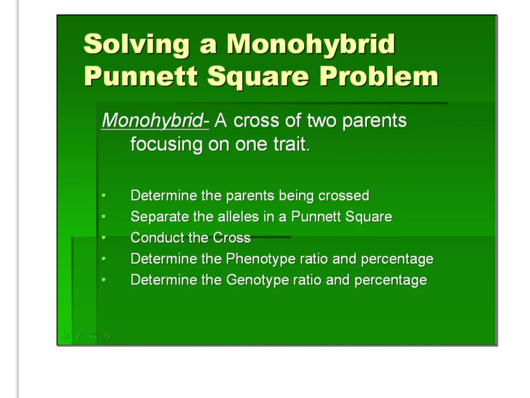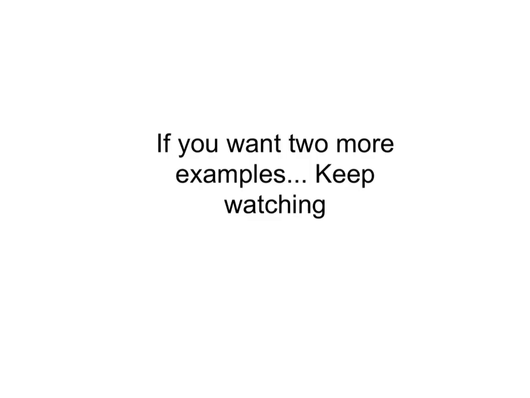The first thing you need to do to successfully use a Punnett square is to determine the parents that are being crossed, determine their genotypes. Separate the alleles into a Punnett square. Then conduct the cross, determine the phenotype and genotype ratios and percentages. No matter the traits, no matter the parents, those are the 5 steps you'll need to do to successfully use the Punnett square.